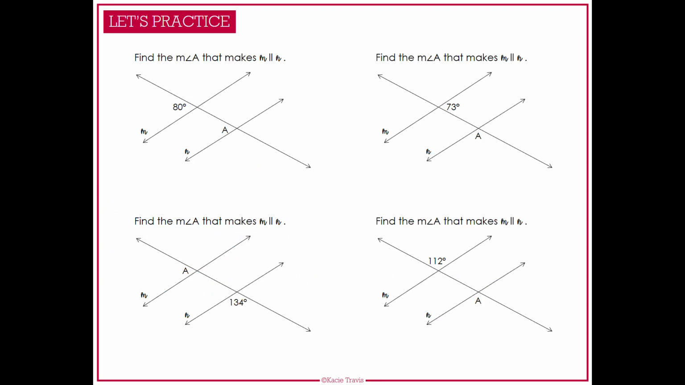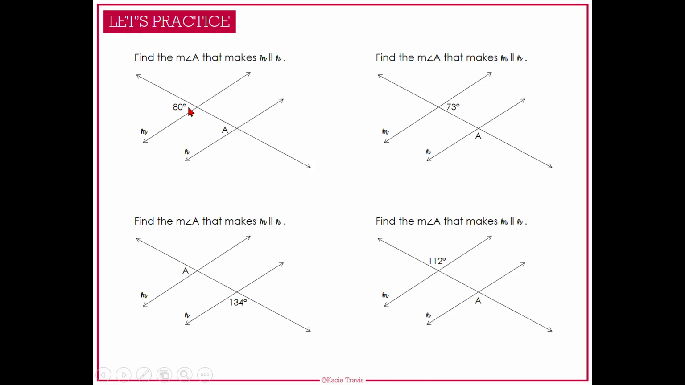So on our practice that we got here, we're looking at the right side of your paper. The bottom you're going to have to be hitting up on your own. So hopefully you use this to your advantage. So first one they want us to find the measure of angle A that would make these two parallel.